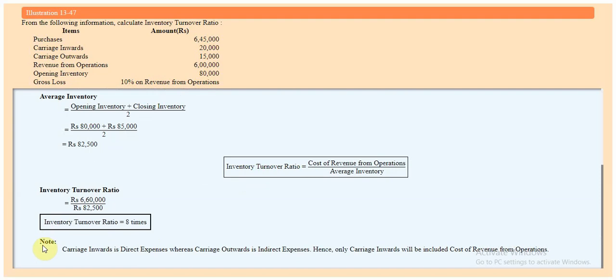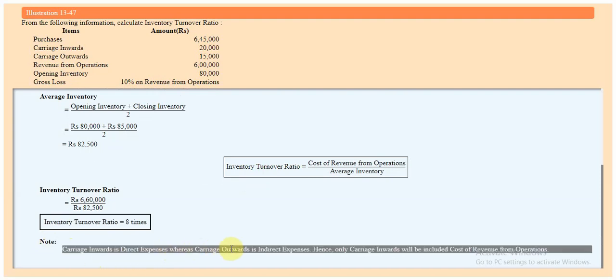And we have a note here. Carriage inwards is a direct expense, whereas carriage outwards is an indirect expense. Hence only carriage inwards will be included in computing cost of revenue from operations.